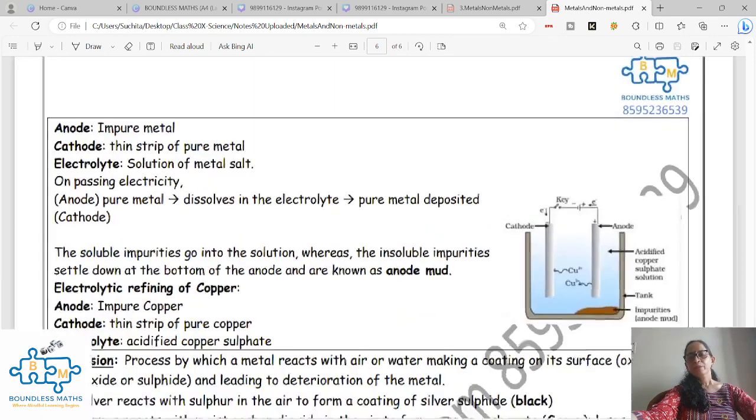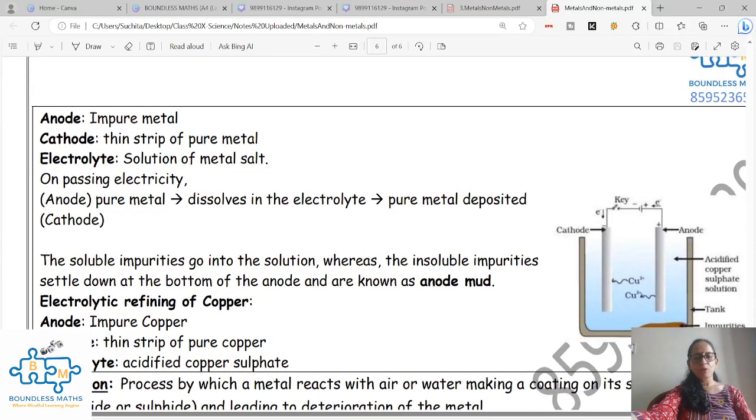So how is it done? A thin strip of the pure metal, whichever metal is being refined, is made the cathode, and a solution of that metal is made the electrolyte. For example, if we pick copper, copper sulfate is used as the electrolyte. Again, it is acidified copper sulfate. Why acidified? So that the solution becomes more conducting. That is the only purpose of adding acid to an electrolyte whenever we do electrolytic refining or electrolytic reduction processes, right? And the anode is the impure metal that we have just obtained after the reduction process.